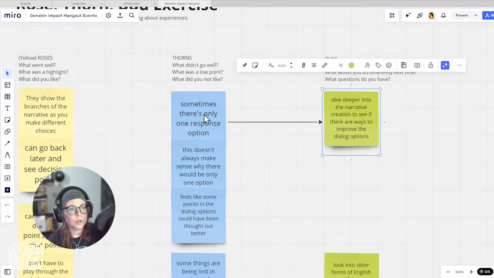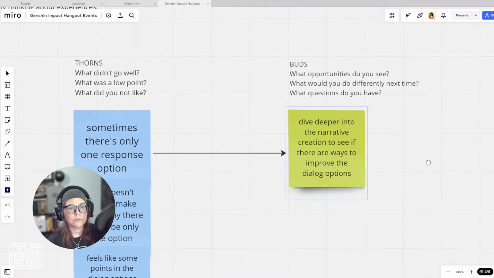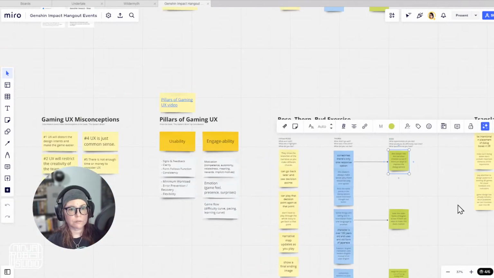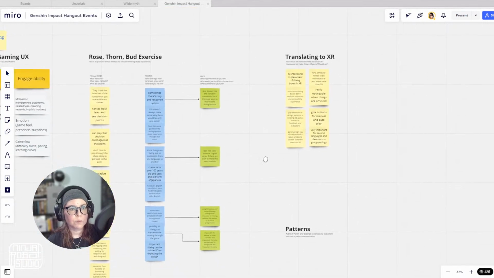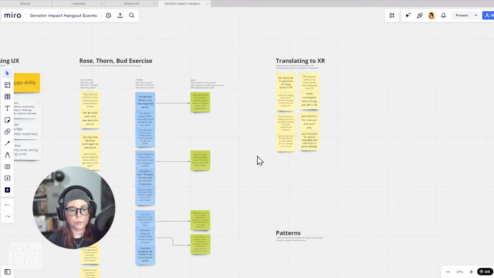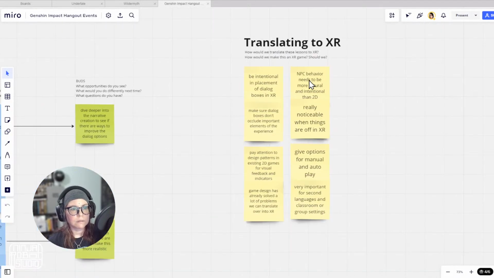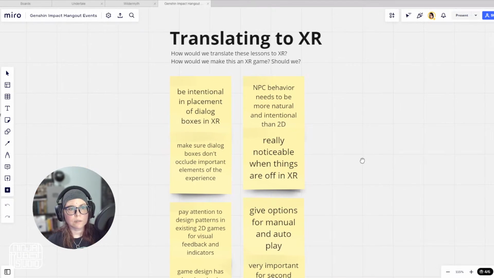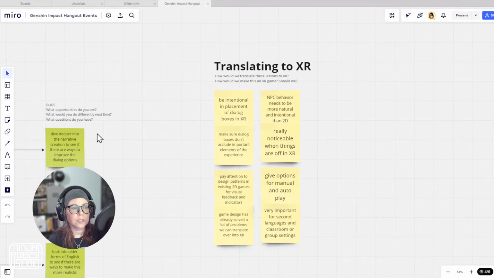And then for when there's only one option, dive deeper in the narrative creation to see if there are ways to improve those options to make it better. But there are limitations to what you can do with certain things, so we also have to understand that there are constraints and limitations. Then our creativity is what makes it better or worse.